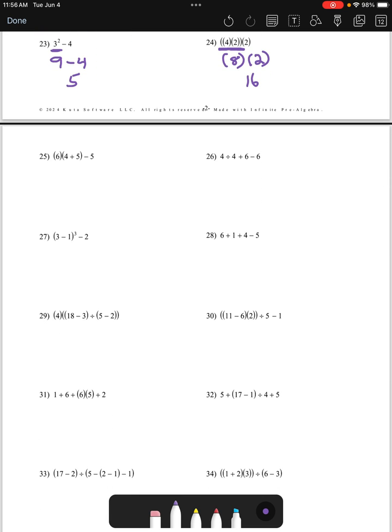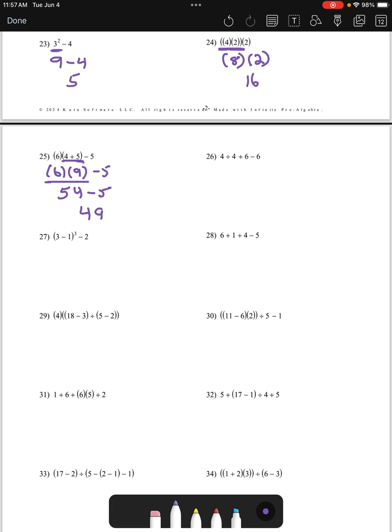In number 25, there's addition inside of parentheses to be done first. 4 plus 5 is 9. Now, we have parentheses, but they're multiplicative parentheses. However, multiplication comes before subtraction, so we are going to multiply first. 6 times 9 is 54, and 54 minus 5 is 49.